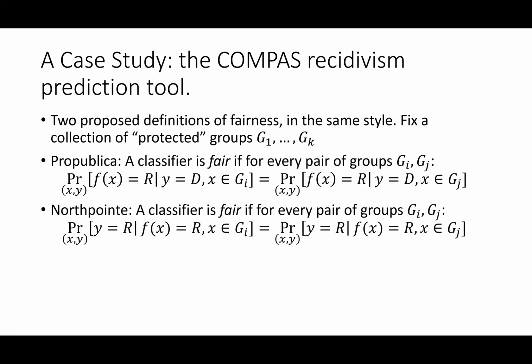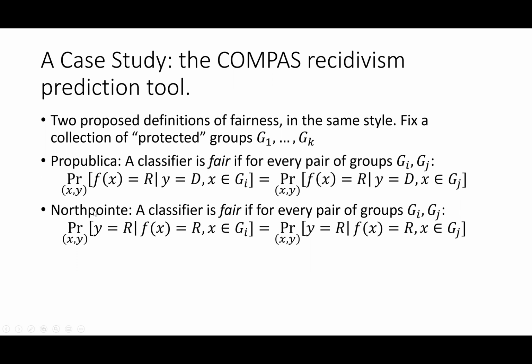Northpointe made a very similar proposal, right? If you look at these two equations, they're almost the same. It's just we're swapping the role of two of the variables. Northpointe proposed that a classifier was fair if the positive predictive value was the same, independent of what group you were a member of. Meaning, if I look at all of the people for whom the classifier predicted that they were going to reoffend, so if I condition on the classifier predicting that you are going to reoffend, then the fraction of people who actually do go on to reoffend should be the same, independent of what your group is.